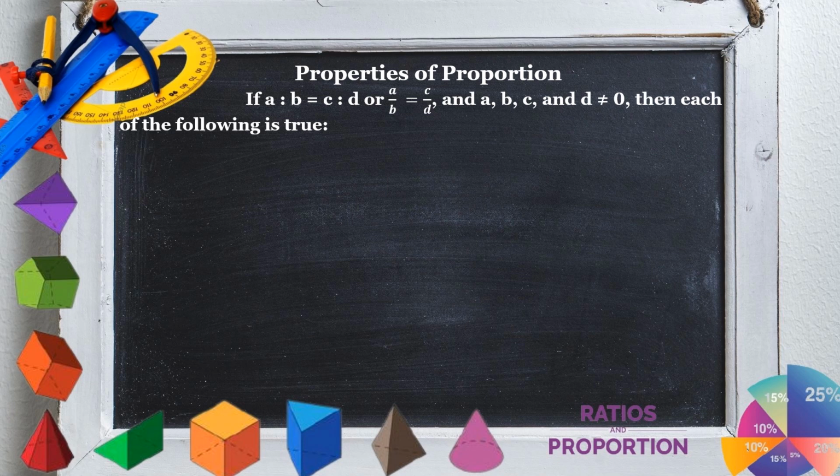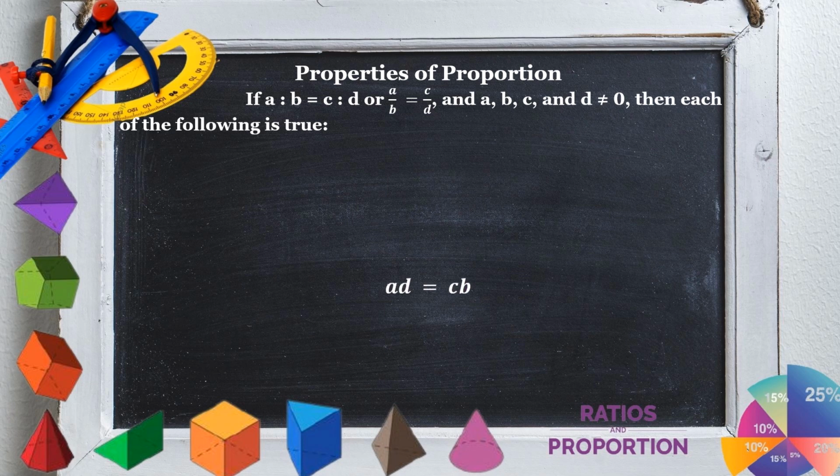So we start with finding the different properties of proportionality. If we're given A is to B is equal to C is to D, we can write it in two different ways. Here we have A is to B, where you have your means and extremes, and you can also use the fractional form. Then A, B, C, and D are not equal to 0. Then each of the following is true.